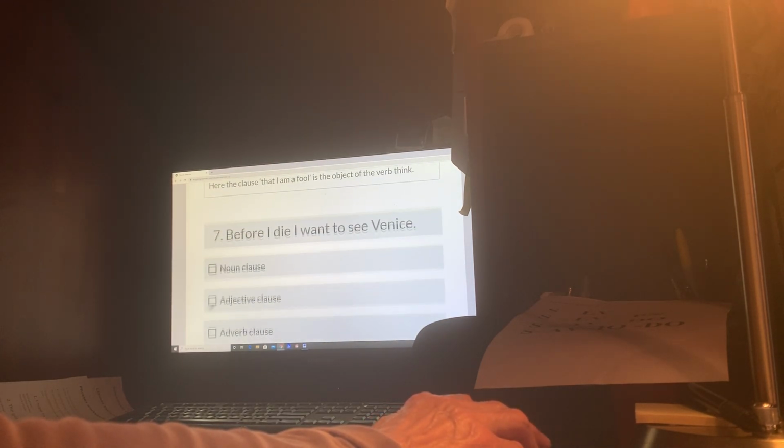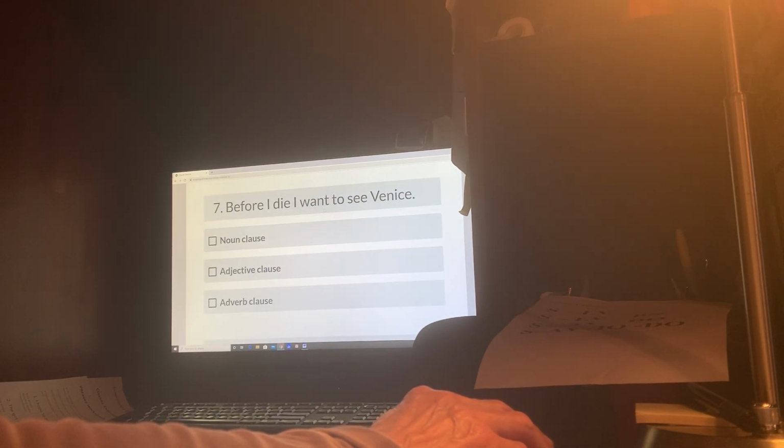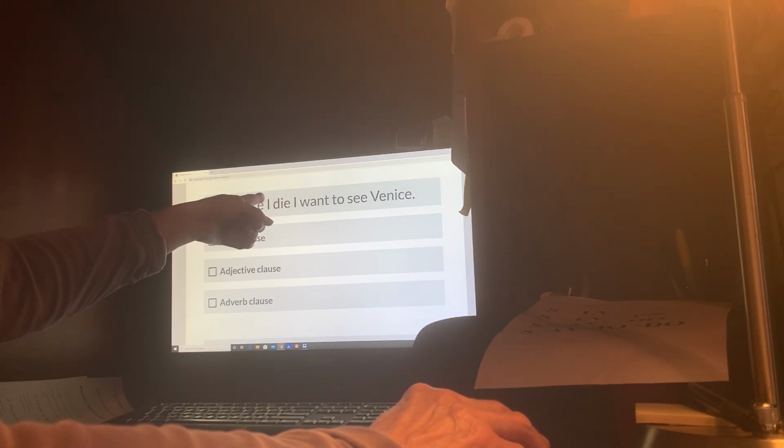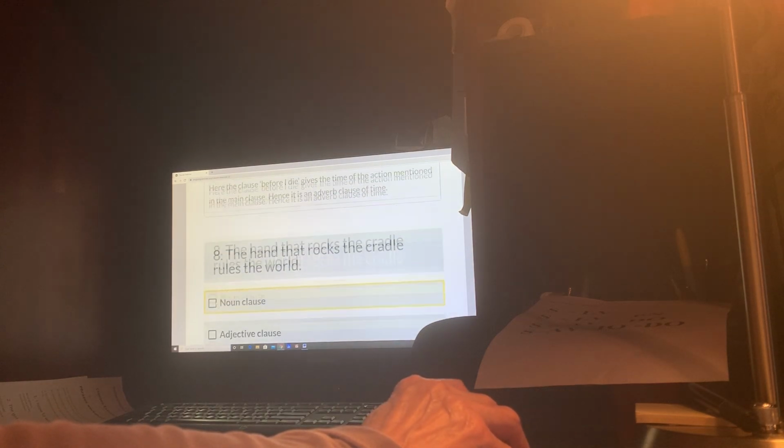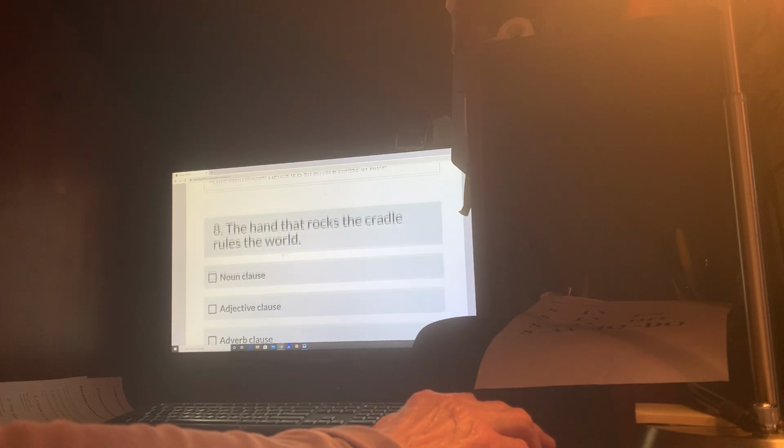Incorrect. Before I die, I want to see Venice. So there we go. This is an introductory adverbial clause. We need a comma here. Adverb clause.